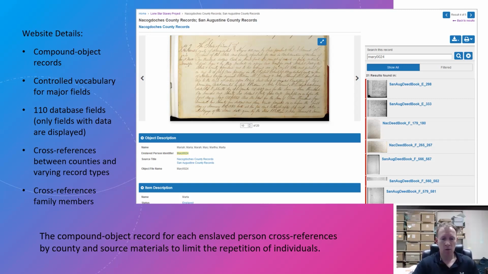But the point being, by comparing who is enslaved with whom, I can say, okay, even though Mary at various times was called Mariah, Mara, Martha, Marta, I know based on who she's enslaved with that those people are all the same person, and that the enslaver is giving that person different names depending on the record.